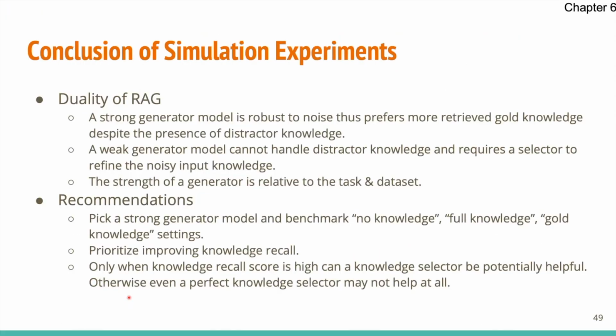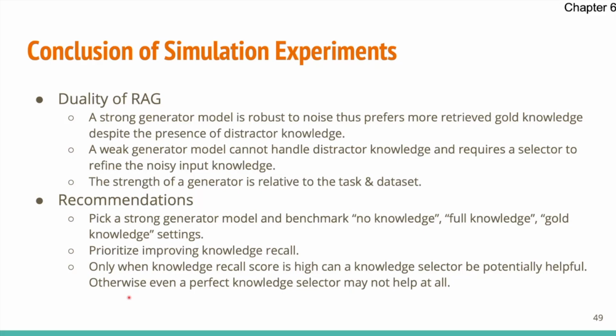As a conclusion of this simulation experiment, we found the duality of RAG. That is, a strong generator model is robust to noise. Therefore, it prefers more retrieved gold knowledge despite the presence of distractor knowledge. And a weak generator model, on the other hand, cannot handle distractor knowledge and requires a selector to refine the noisy input knowledge. Note that the strength of the generator model is relative to the task and dataset, because we can artificially create a very hard dataset that makes even a SOTA LM behave like a weak generator model.